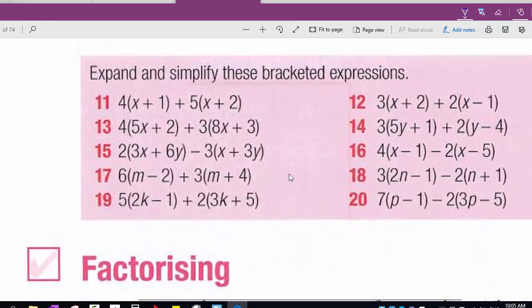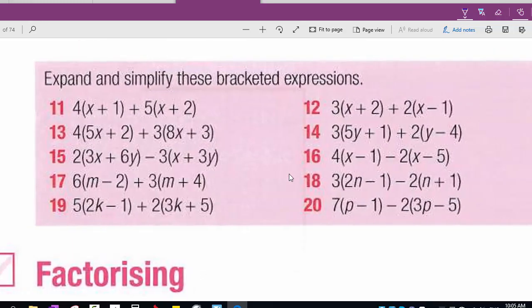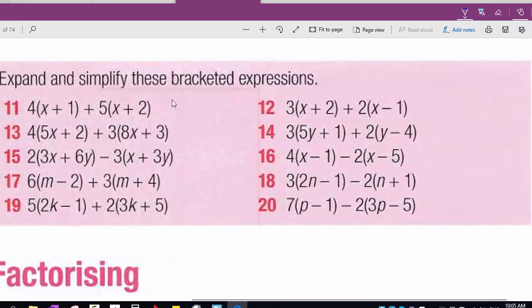Sometimes we have more than one bracket in an expression. It's also fine. We expand each bracket separately, then add the like terms, because the question says simplify. 4 times x, 4 times 1, plus 5 times x, 5 times 2. Then 4 times x is 4x, plus 4, plus 5x, plus 10. So this is just expanded.